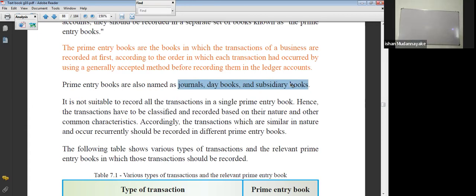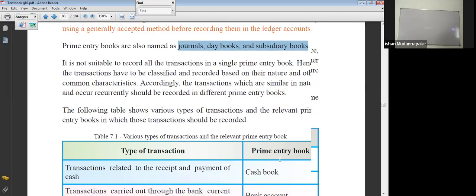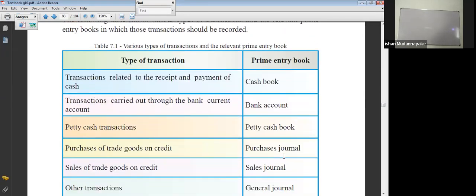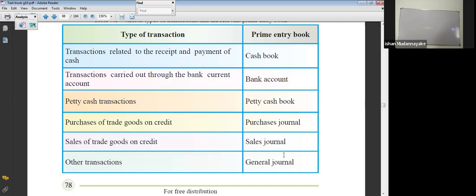These are the primary books that we need to discuss in grade 10: cash book, bank account, petty cash book, purchase journal, sales journal, general journal. Quickly we will complete chapter 7.